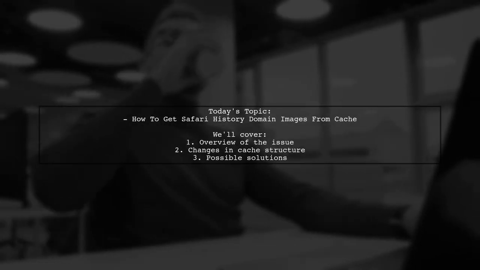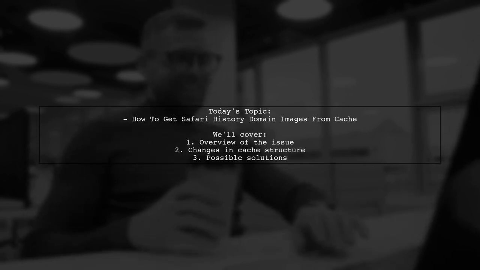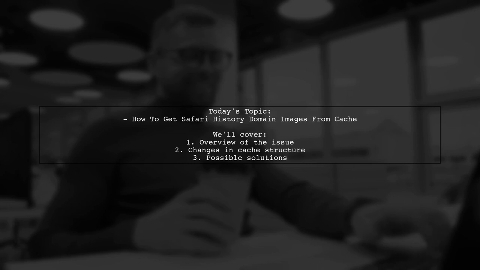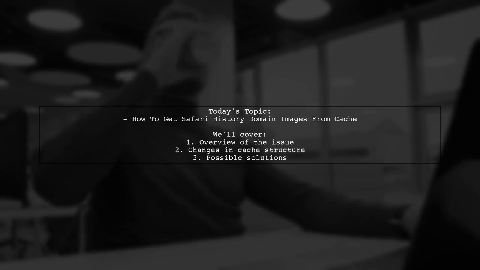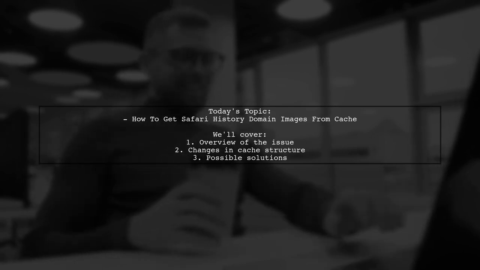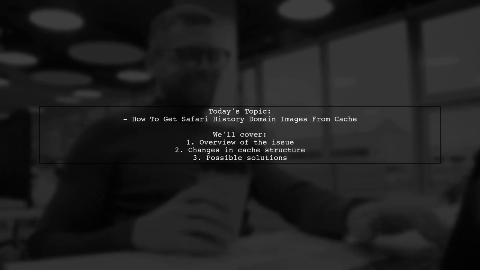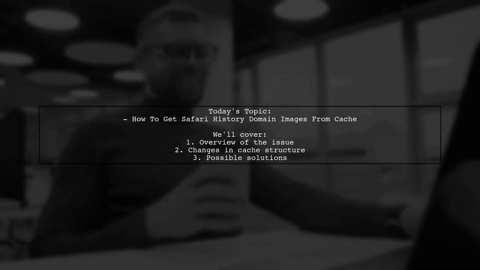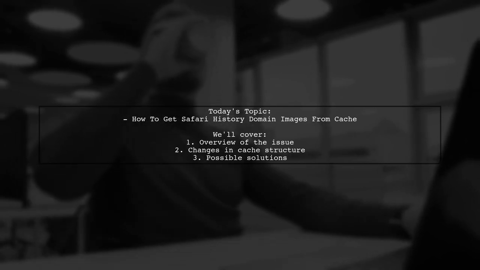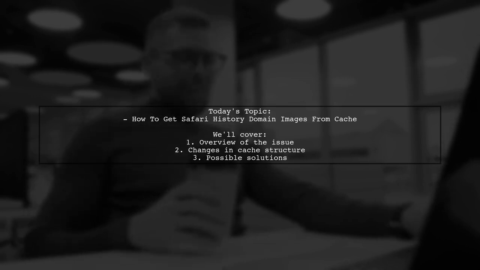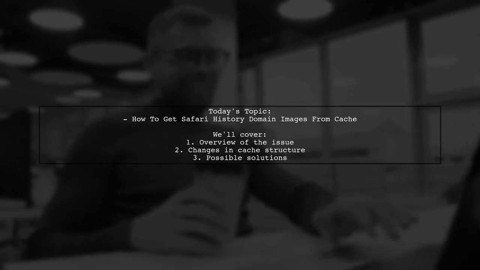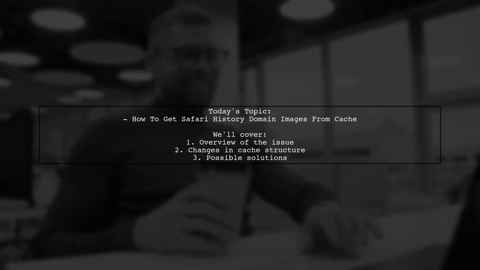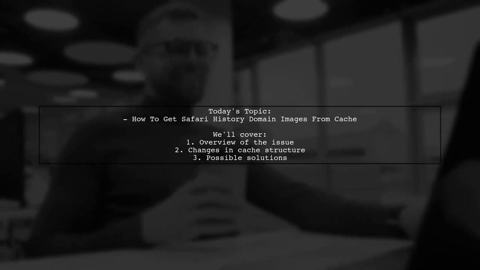Today, we're tackling a tricky issue that many Safari users have encountered after recent updates. Our viewer is looking for a way to retrieve cached images from Safari, specifically by domain name. This was straightforward before the update to macOS 12.4 and Safari version 10.1, but now the cache structure has changed, making it difficult to differentiate images by their source domain. Let's dive into the details of this challenge and explore potential solutions together.